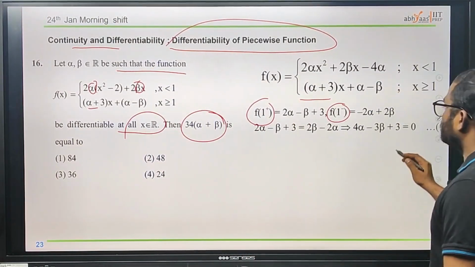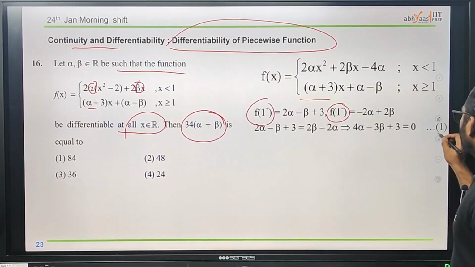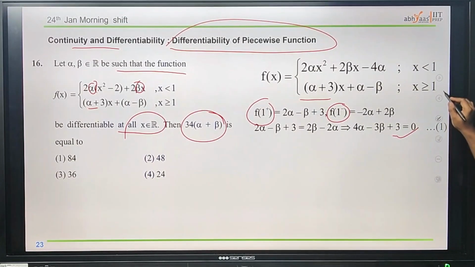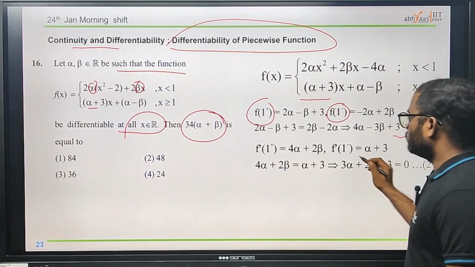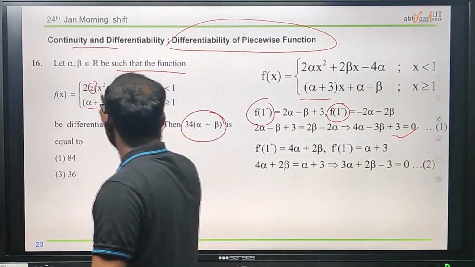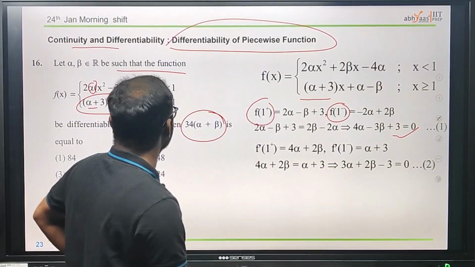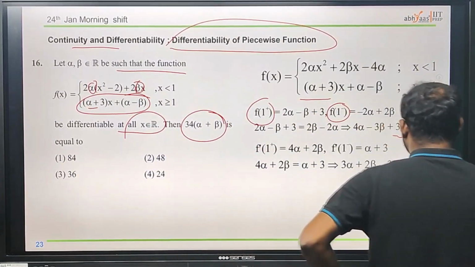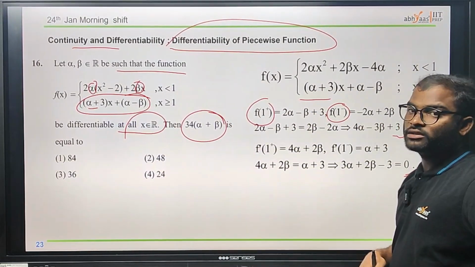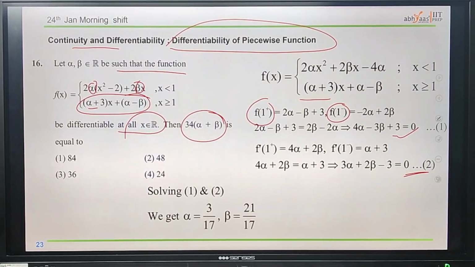After seeing that, we will have 2 equations. Just making this equation 1. Now equation 2 for this one. I hope you understood what I am saying. By using that as well, we find equation 2. Now we got the 2 equations, that means we can easily find alpha and beta.